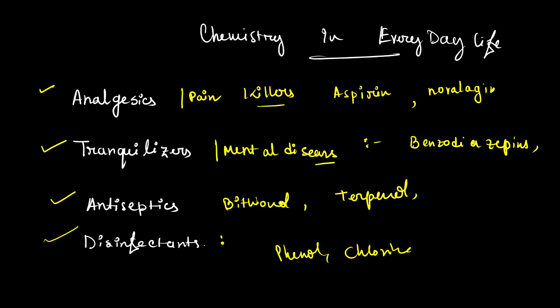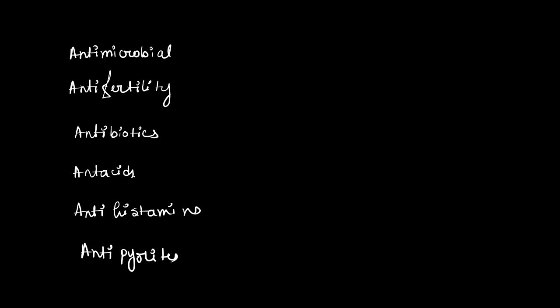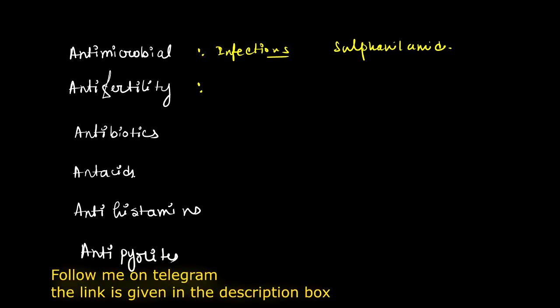Okay, then we have another term, antimicrobials. Antimicrobials are the drugs used to fight infectious disease. We use these against infections. A few examples of antimicrobials are sulfonamide, and then we have sulfadiazine, which is also another example.